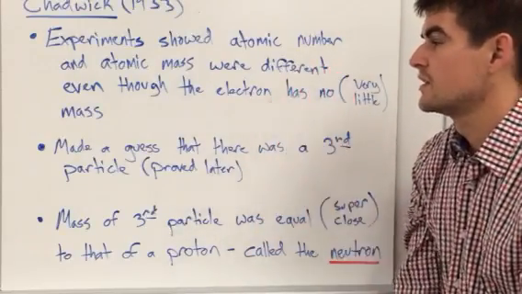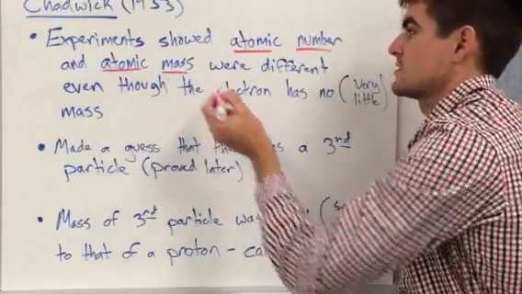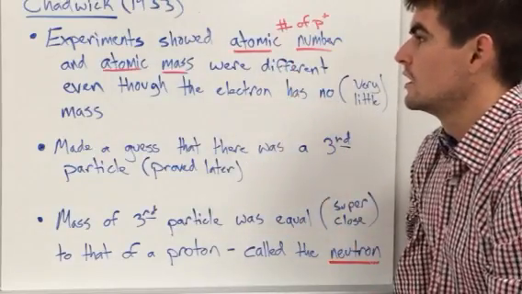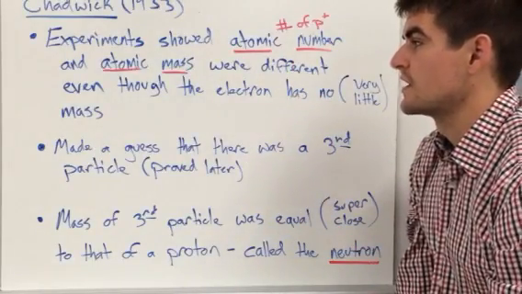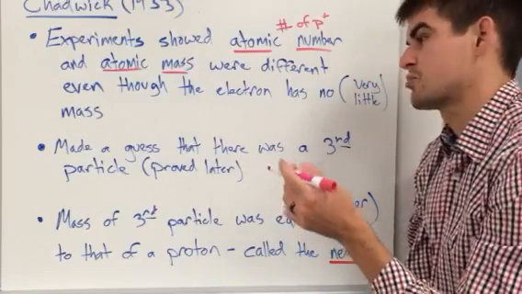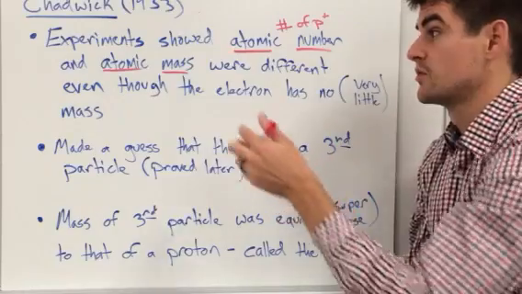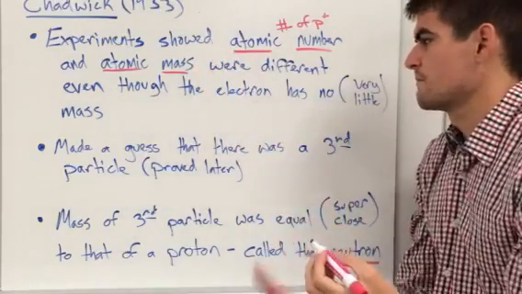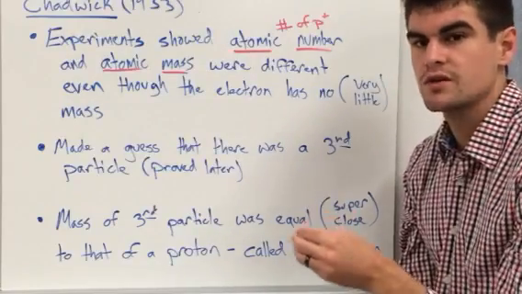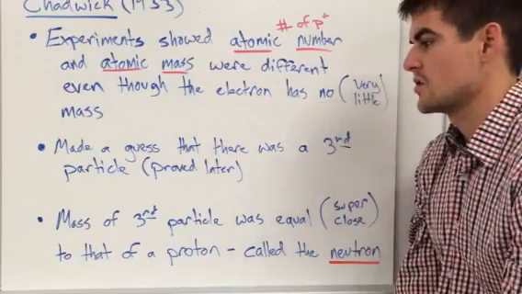So experiments showed some terms we'll talk about in the not too distant future, atomic number and atomic mass. Atomic number is the number of protons. Atomic mass is, as we'll find out, a calculation, but it's protons plus neutrons-ish. He found that they were different, and before, we didn't know about the neutron yet. So he thought about it and said, well, the electron, we know it's so small that it barely has a mass. It has very, very little mass. We even say, in some cases, that it has no mass.